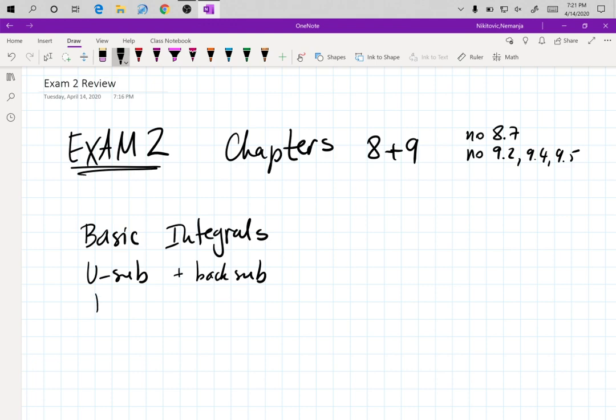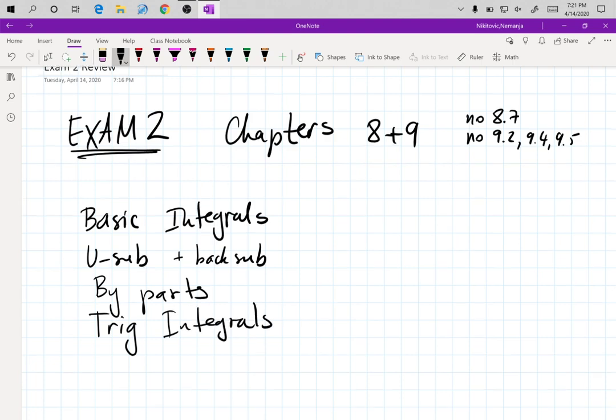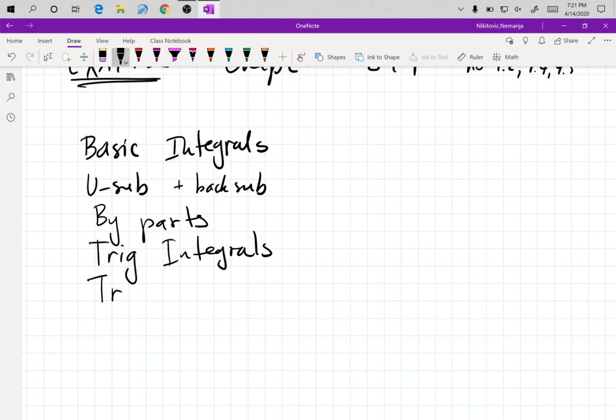Then we have by parts. And then we have trig integrals. And then we have a trig sub. See, but trig integrals are inside the trig sub. So the trig sub is the big part, and the other one, you just need to know it so you can get to trig sub. Okay, what else is there?